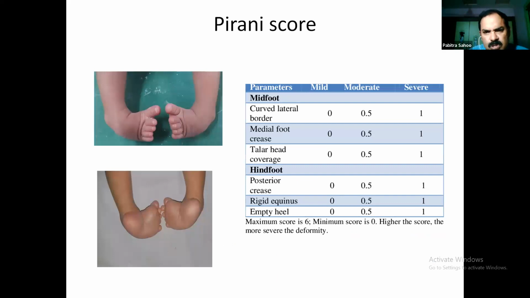So coming to the most common assessment system, the Pirani score. If you look at this picture, there is a very simple way you can learn that there are two scores, basically the midfoot score and the hindfoot score. Just imagine what components there are in a clubfoot, and accordingly you can measure it. As per severity, they are either mild, moderate, or severe. Mild is scored as 0, moderate as 0.5, and severe as 1.